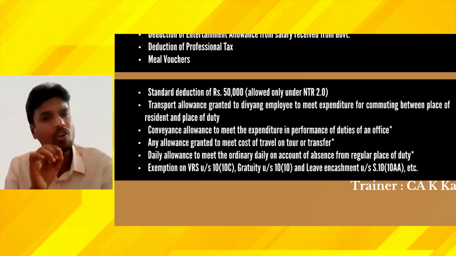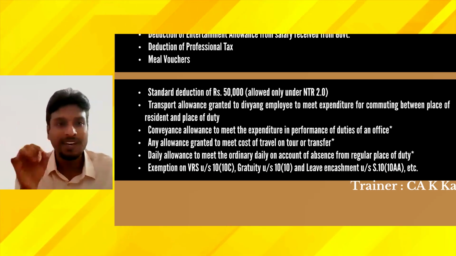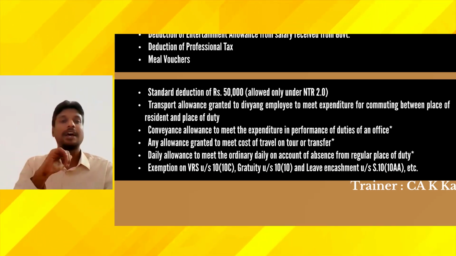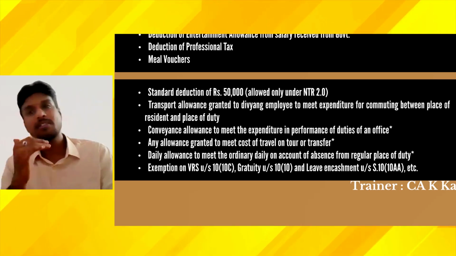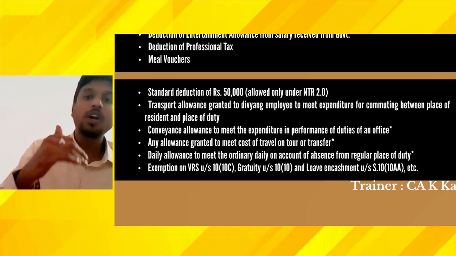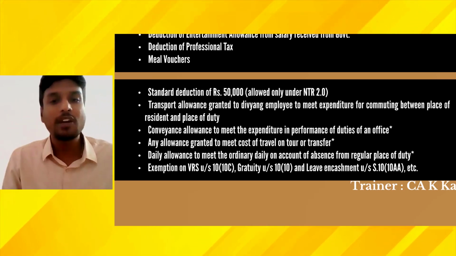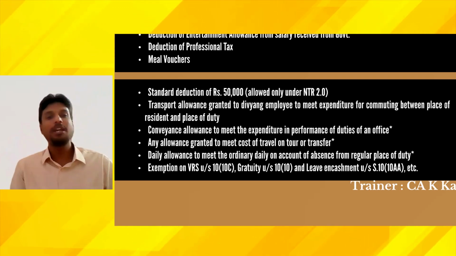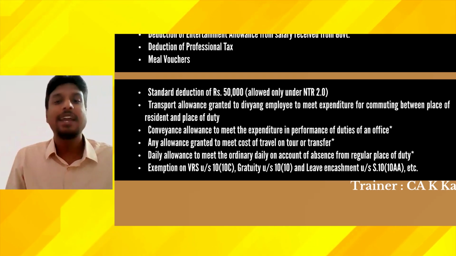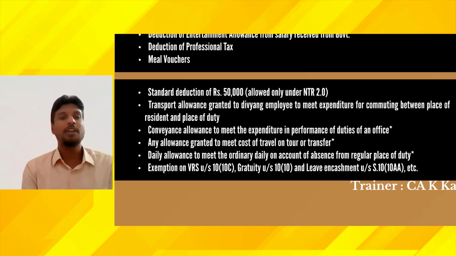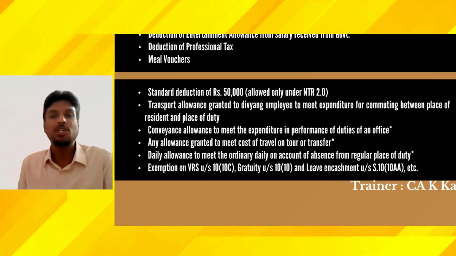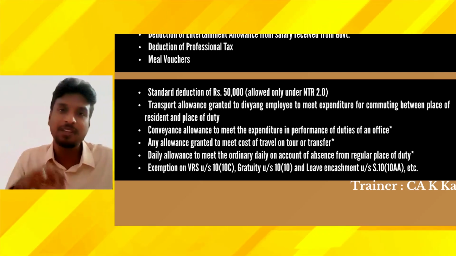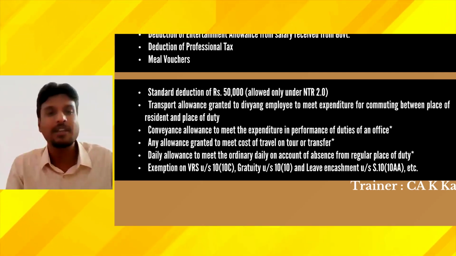This is not, there is no clarity. What are the star marks that I put for the next 3 points? There is no clarity. Either they have not restricted or specifically they have not allowed to claim. Any allowance granted to meet cost of travel on tour or transfer, daily allowance to meet ordinary daily expenses on account of absence of regular place of duty. So these are the 3 things which they have not given expressly allowed or expressly not allowed. As of now, it is considered as allowed.